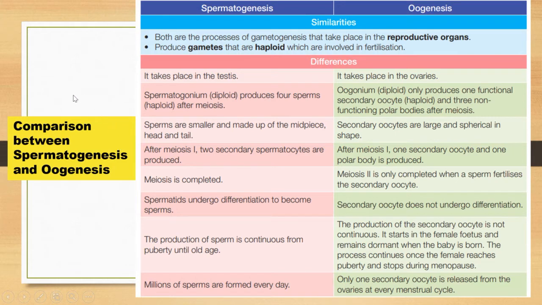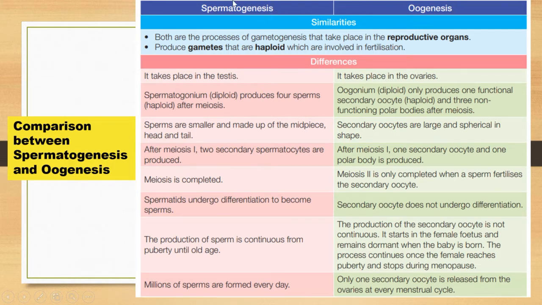Okay, so now we go to the comparison between spermatogenesis and oogenesis. This is a very important concept here. Sometimes the comparison will come out in the essay question. When we discuss comparison, it refers to the similarities and differences. Let's go first to the similarities of spermatogenesis and oogenesis.